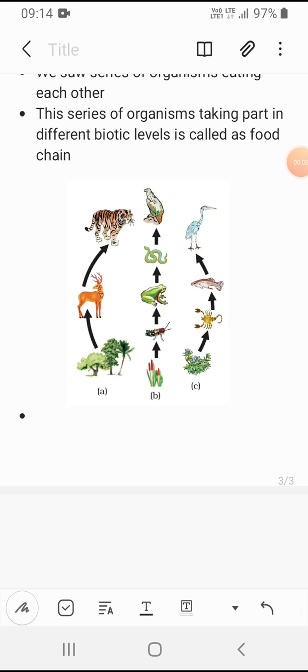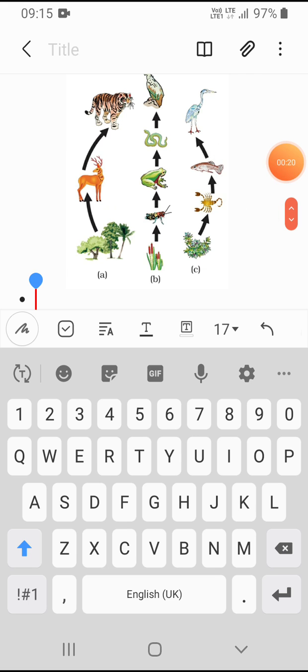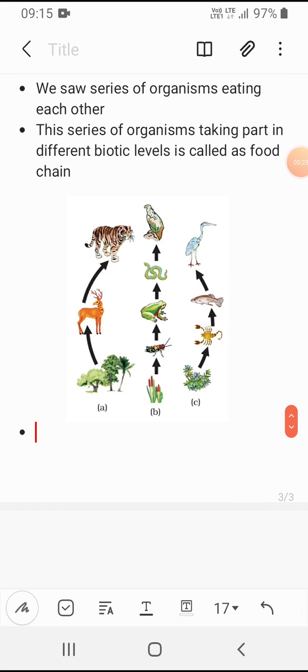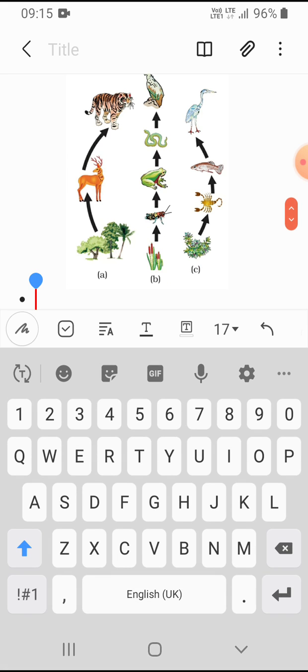So see, first the plant or tree leaves are eaten by the deer, and after that the deer is eaten by the tiger. The second one: the leaves are eaten by the grasshopper, the grasshopper is eaten by the frog, the frog is eaten by the snake, and the snake is eaten by the vulture. Like that, the next food chain tells us the leaves are eaten by the scorpion, the scorpion is eaten by the fish, and the fish is eaten by the crane. So this is the small food chain given in your textbook.